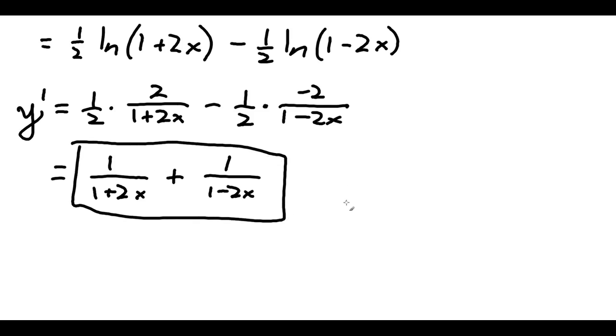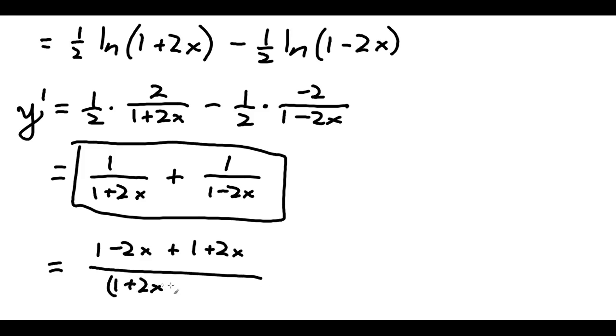In this case, I don't think it's quite the best form. You could leave it like this if you want. I think it's a little bit nicer if we take a look at this and say, oh, wait, hold on. If we were to get a common denominator here, we would have 1 minus 2x plus 1 plus 2x divided by 1 plus 2x times 1 minus 2x.